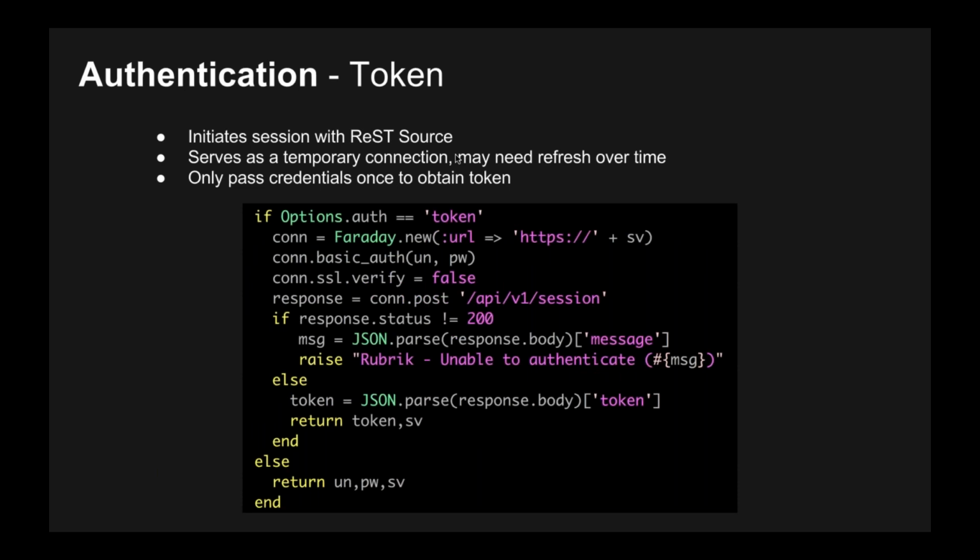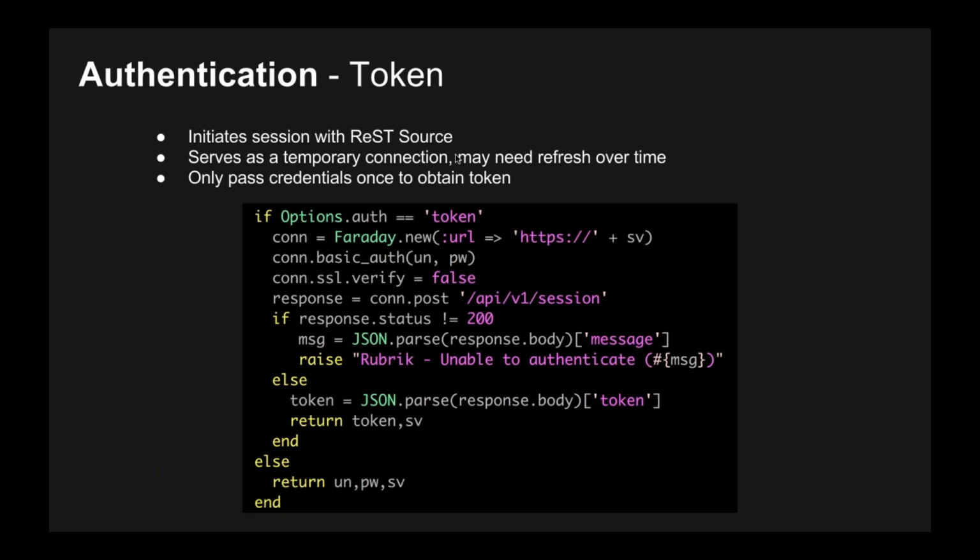So with token authentication, you're essentially telling your REST source that you want to do some stuff, right? So it's a pretty simple concept. You're authenticating once in the beginning of your workflow or your session, or however you manage your token refreshes, is how many times you're going to actually pass the credentials over the wire. So it serves as a temporary connection.